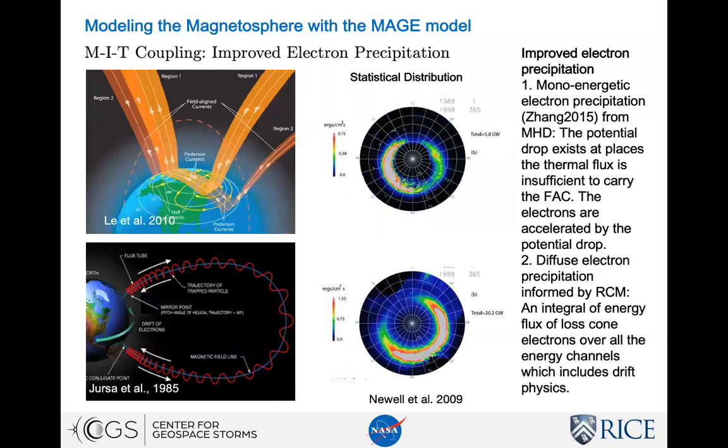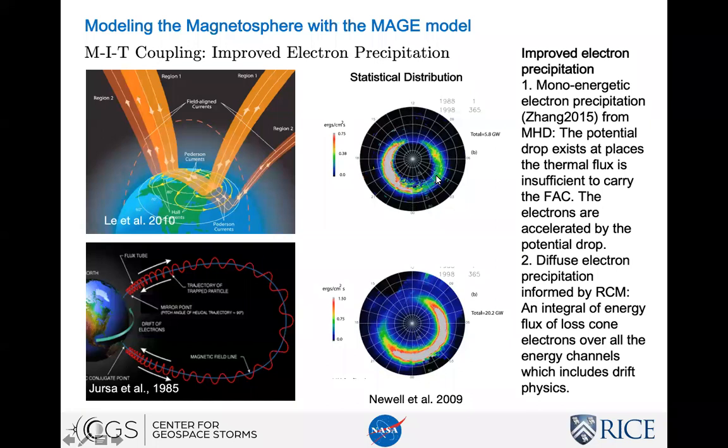To further couple to the thermosphere, we implement the connection of combined electron precipitations from the magnetosphere to the upper atmosphere. One is a monoenergetic electron precipitation from MHD. The potential drop follows the equation of Knight's relation, and it exists at places where the thermal flux is insufficient to carry the field line current. So the electrons are accelerated by the potential drop.